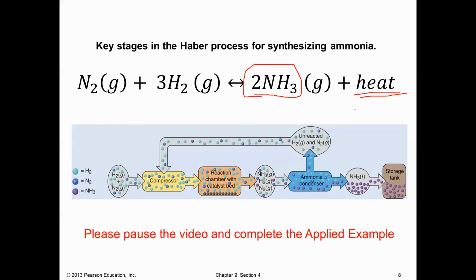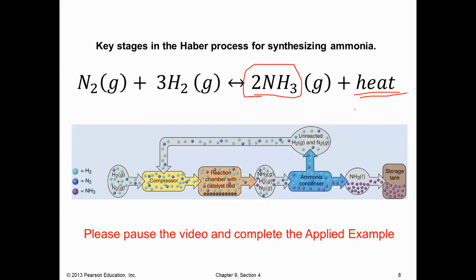So a lower temperature is going to favor more ammonia formation, but unfortunately, that lower temperature is also going to make the reaction slower. So we have to also run the reaction at a high enough temperature that our reaction rate is going to be fast enough. So in the real world, it's really hard to get all this stuff to work out.